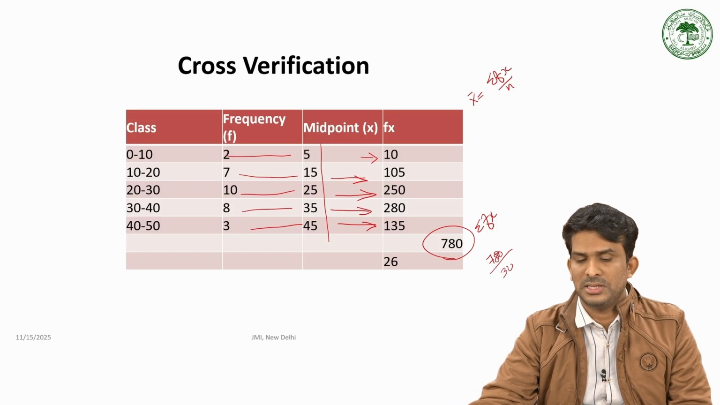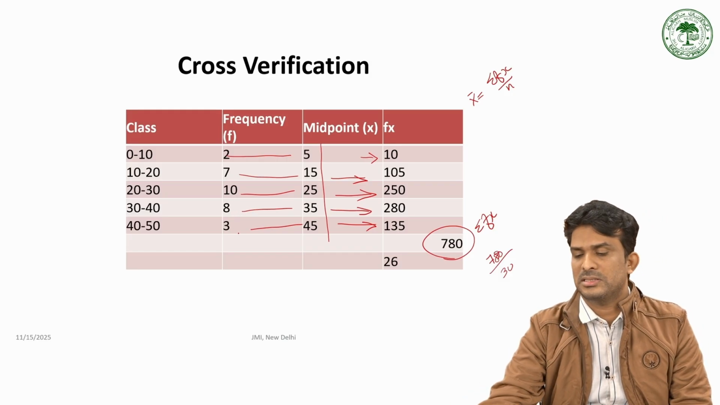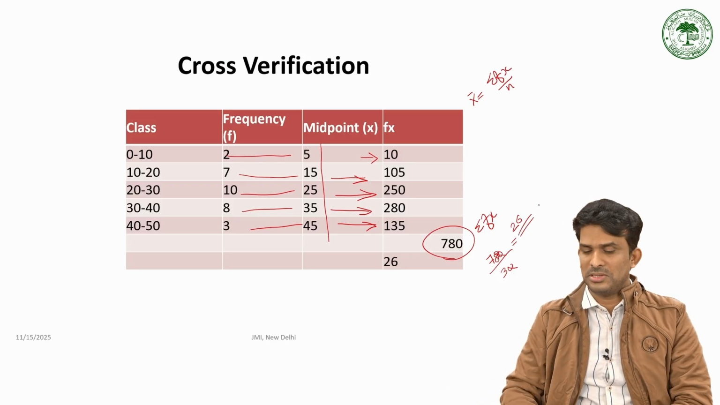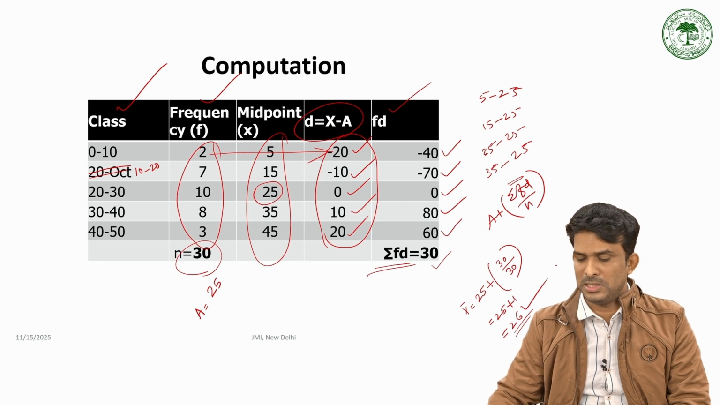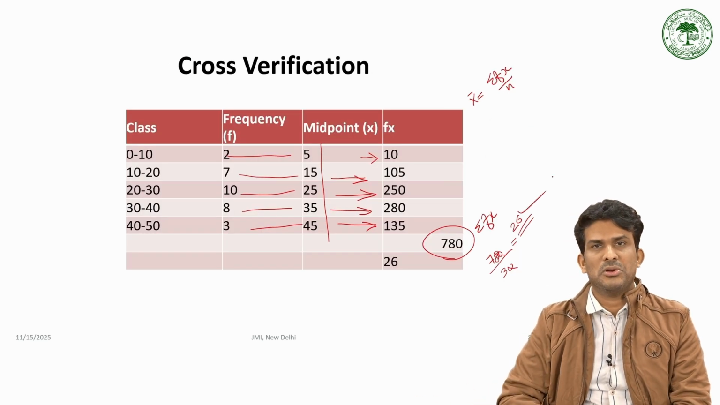N is 30, right? 9, 9 plus 10, 19, 19 plus 6, 25... yes, 30. 780 divided by 30 is 26. Yes, I got the same value. 26 is the value through the assumed mean method, and the regular method is also 26. So, the calculations are good.